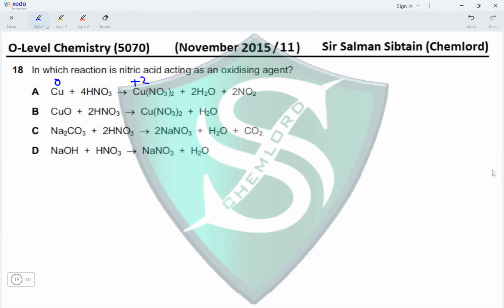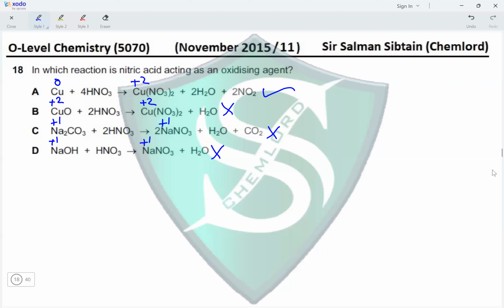In the second reaction, we've got copper oxide, in which copper has an oxidation state of +2, and it is converted into copper nitrate. Still, copper has an oxidation state of +2, so no oxidation takes place here. In the third equation, we have sodium carbonate with sodium having an oxidation state of +1, and in the products, we have sodium nitrate, which also has an oxidation state of +1. So no oxidation occurs. In the last equation, NaOH has sodium with an oxidation state of +1, and the product NaNO3 has sodium with an oxidation state of +1. There is no oxidation taking place here.